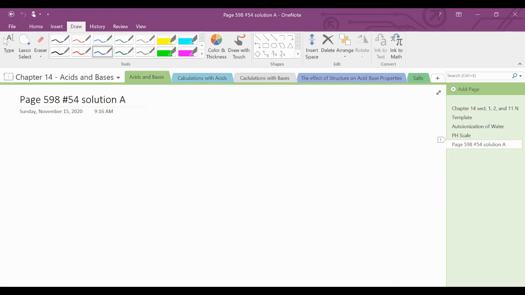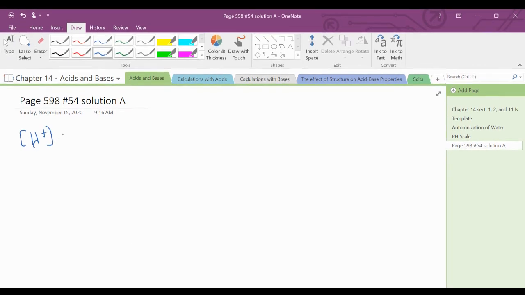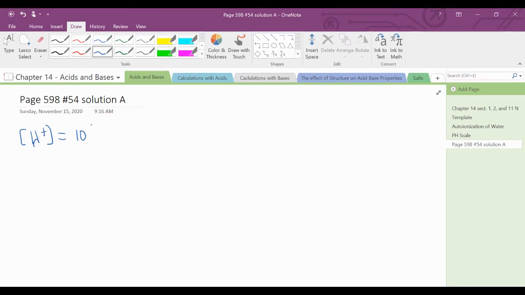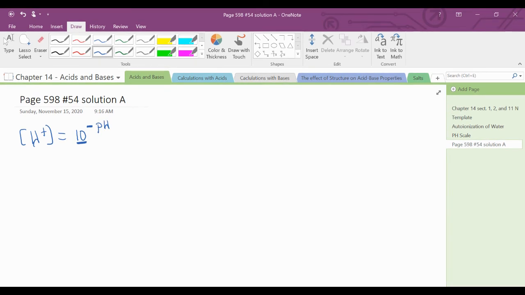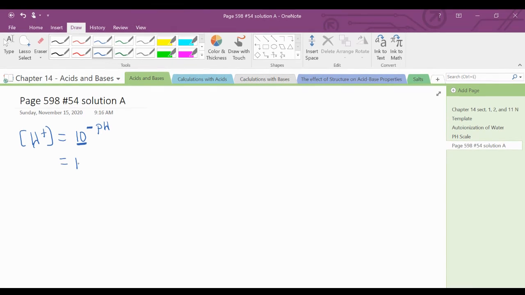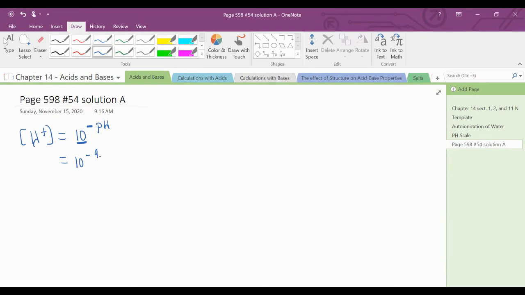Okay. So in number 54A, it gives me the pH. And so we can actually find the hydrogen or hydronium ion concentration if I'm given the pH. And all I'm doing is rearranging the equation. So remember that you have this negative sign. So there's my negative sign. Log is based on powers of 10. So there's my power of 10. So if we take 10 to the negative pH, this is going to give me my hydrogen ion. So we're going to take 10 to the negative 9.63.